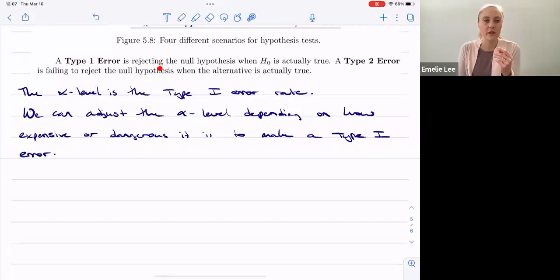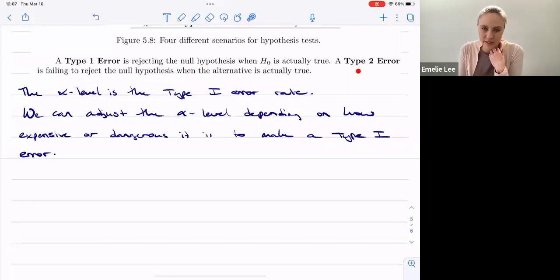Type 1 error. That's when I reject the null hypothesis. So I say there is something going on here when there isn't, right? And so there's lots of different scenarios, and the textbook has a thorough example of sending people to jail when they are innocent and that kind of thing. And so that might help.